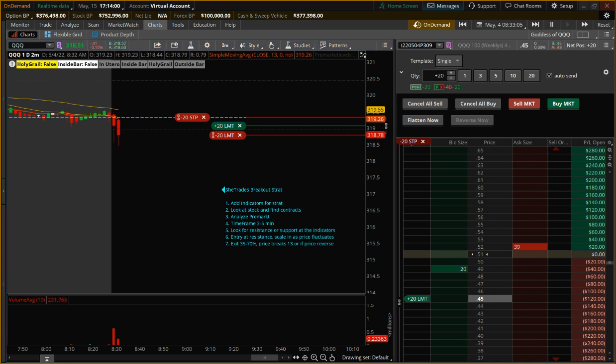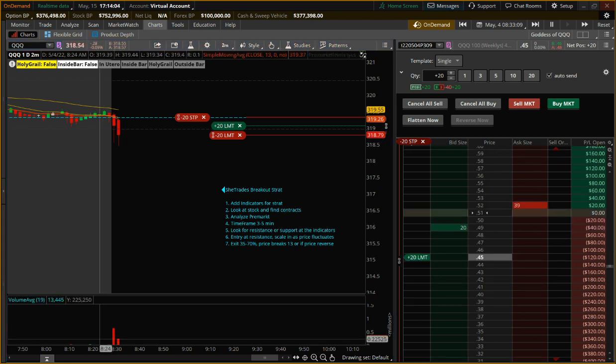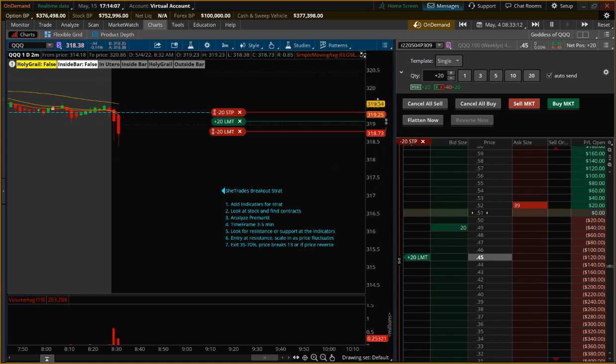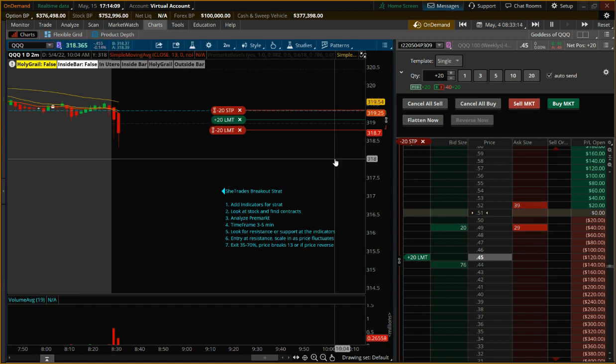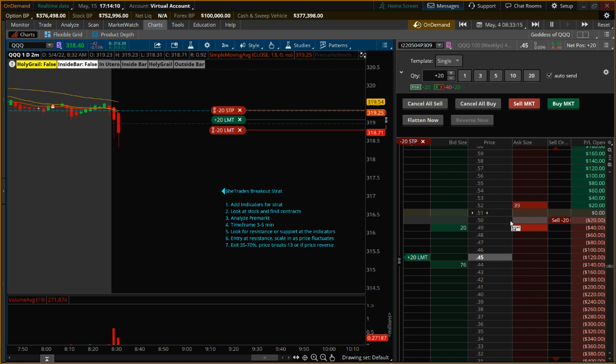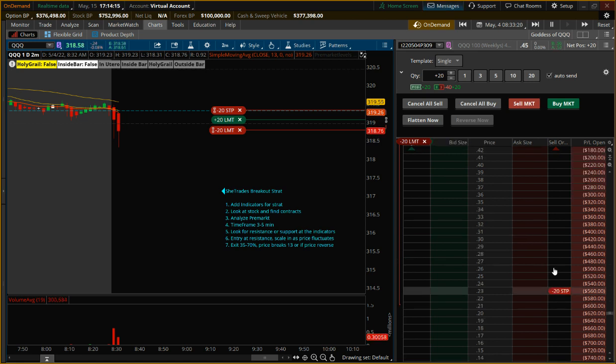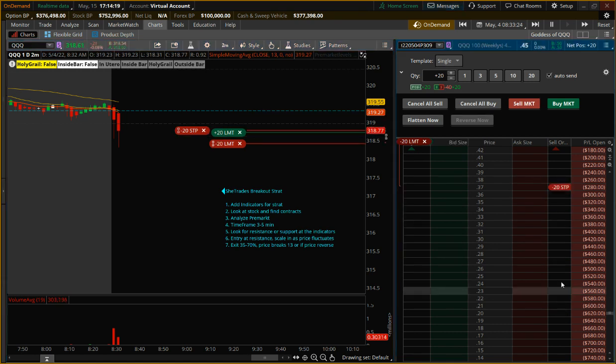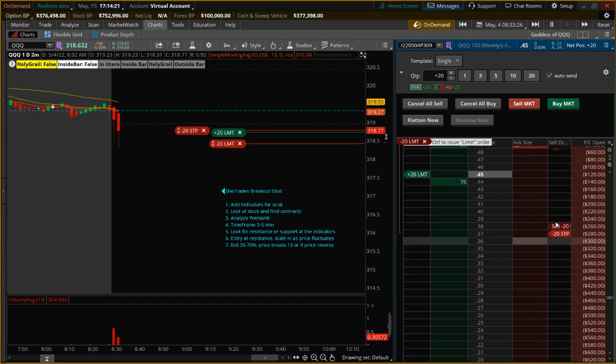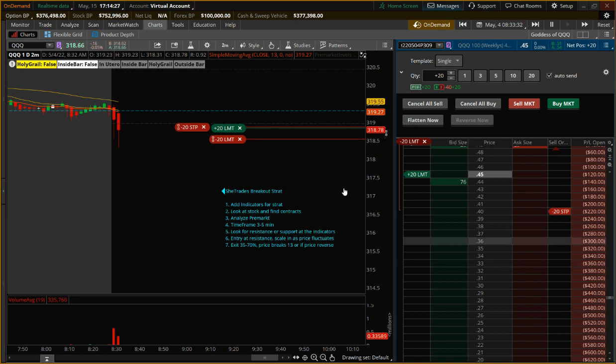Let's see what the volume looks like. The volume is showing selling volume. So I have my stop loss set. I have my take profit area set. And I am going to move my stop loss up. As price goes up, I will move that up.